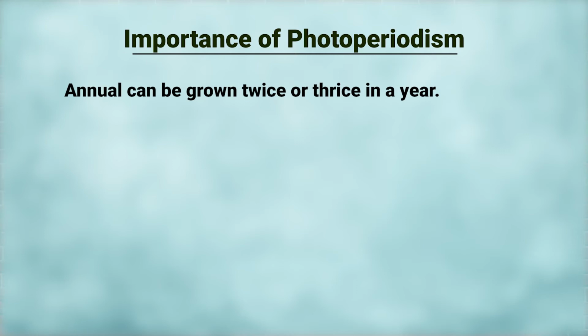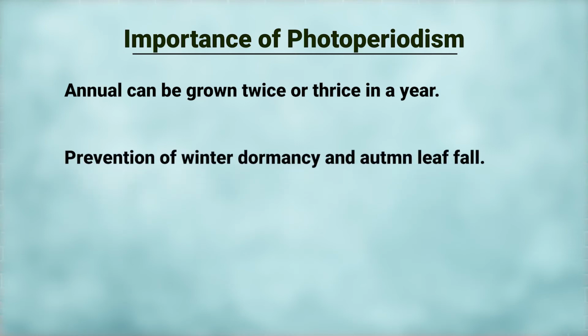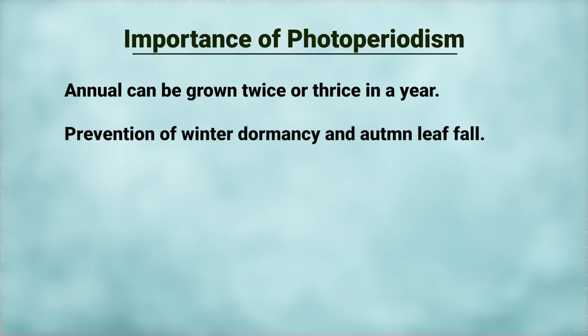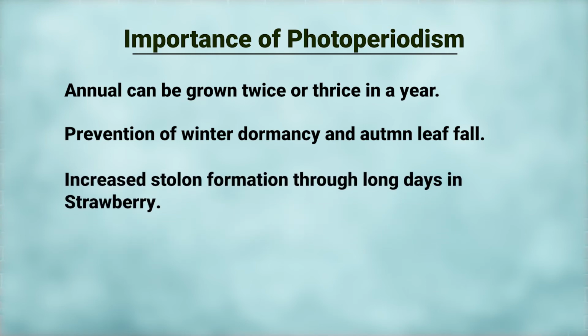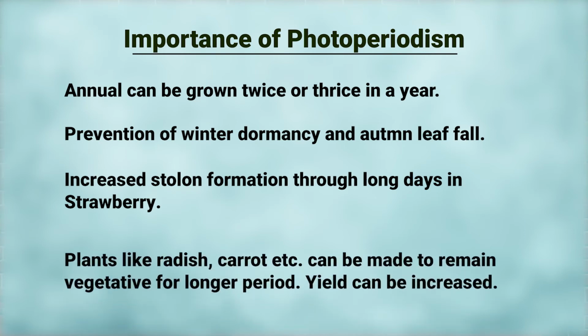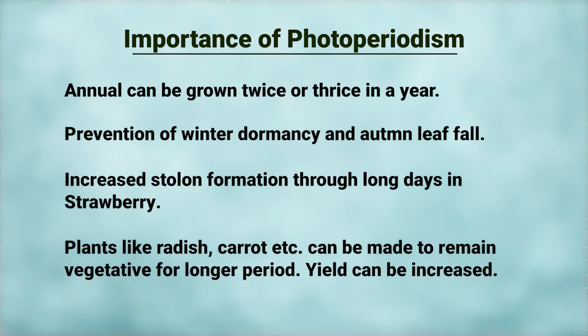Importance of photoperiodism. Annuals can be grown twice or thrice in a year. Prevention of winter dormancy and autumn leaf fall. Increased stolon formation through long days in strawberry. Plants like radish, carrot, etc. can be made to remain vegetative for a longer period. Yield can be increased.